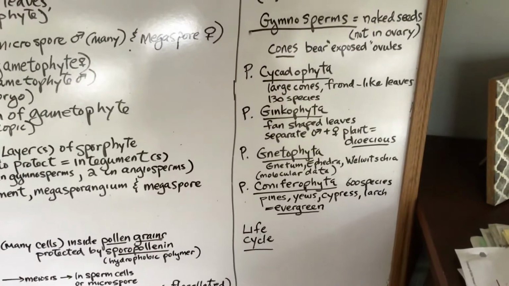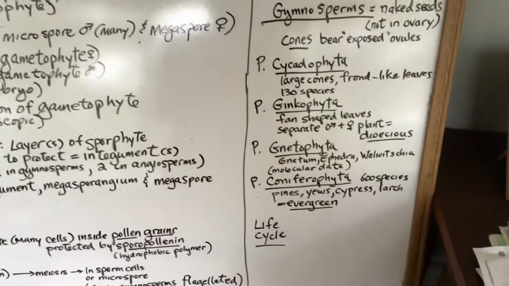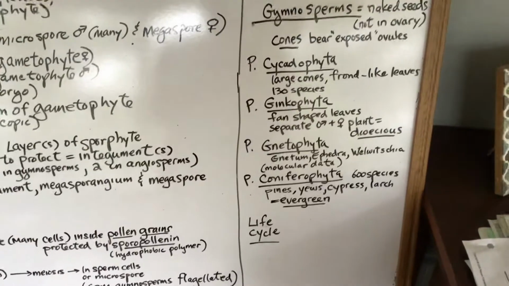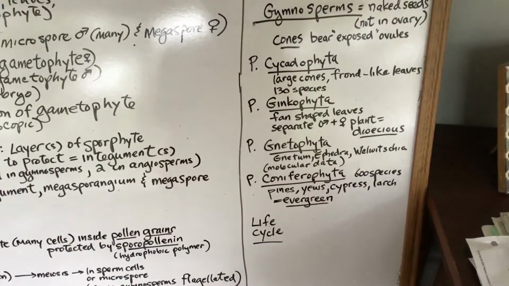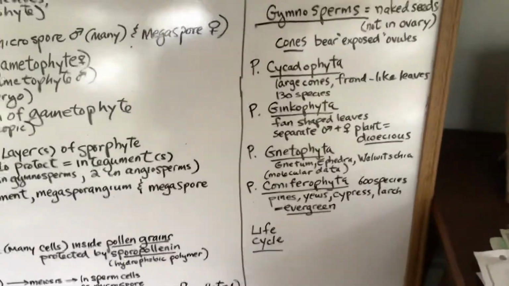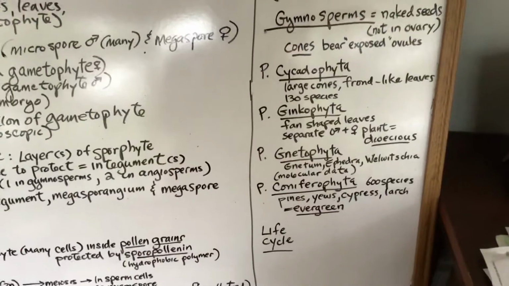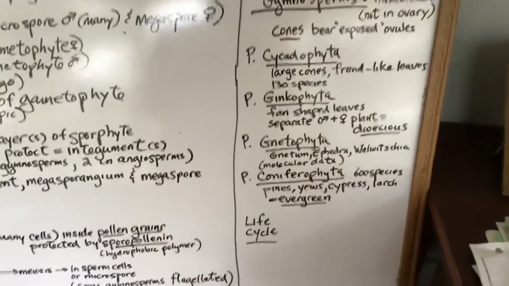And Coniferophyta are pines and yews and cypress, larches. All of these are evergreen. Evergreen means that they keep their leaves throughout the year in a green form. They do lose leaves and get new ones, but they are always doing photosynthesis in some part of the plant. There's a lot of these, 600 species of them.